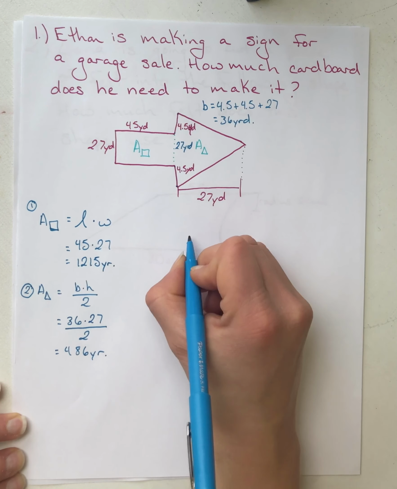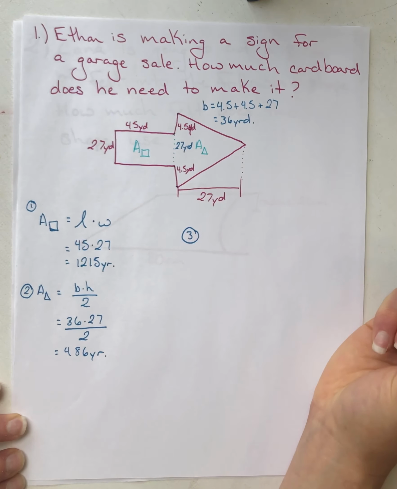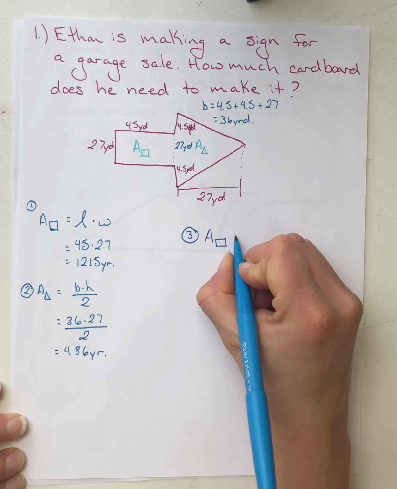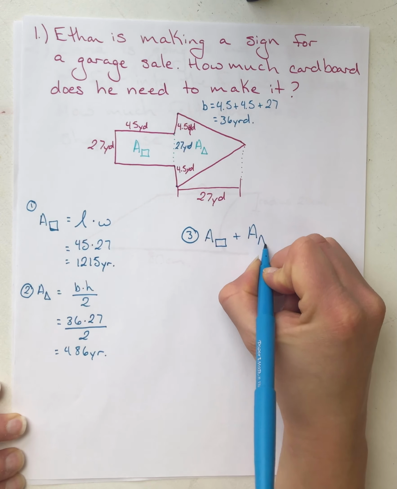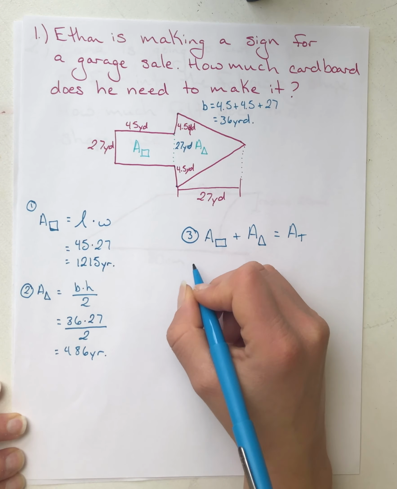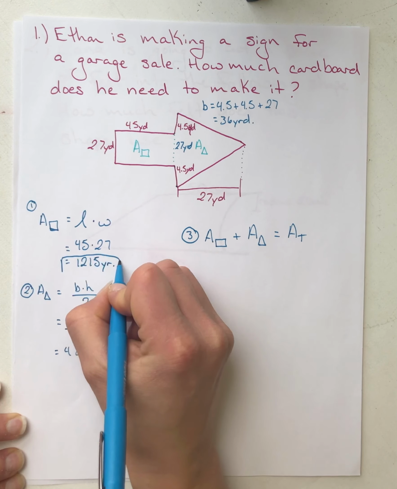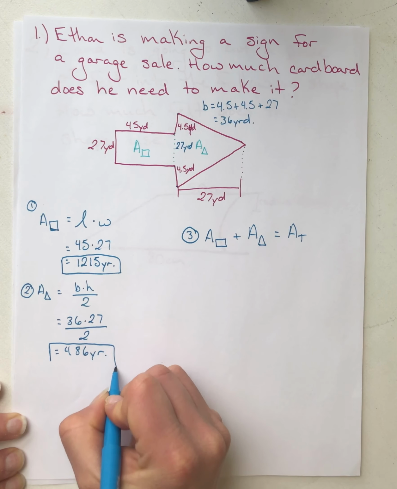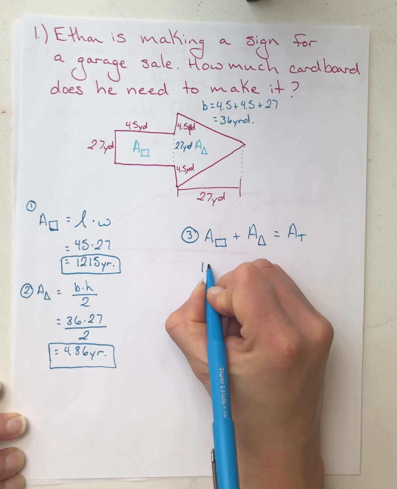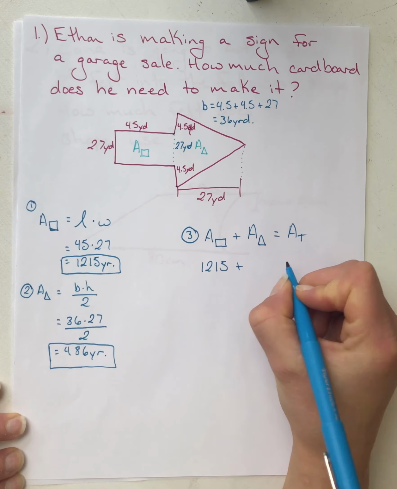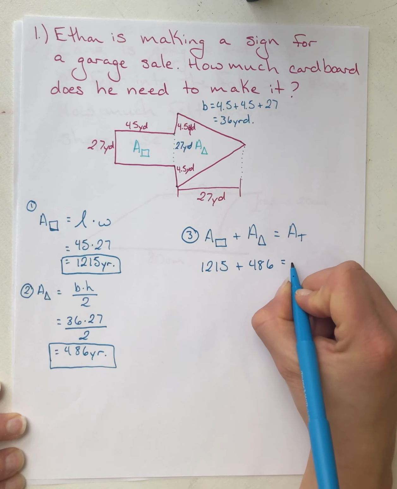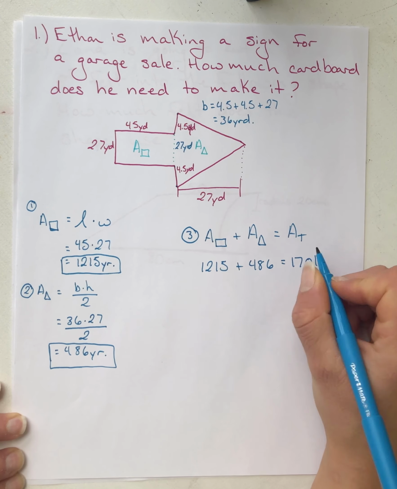And then my third step is to add my areas together. So the area of my rectangle plus the area of my triangle is going to give me my total area. I just plug the information I know in. I'm just gonna box these. So my total area is gonna equal 1215 plus 486, which is going to give me 1701.